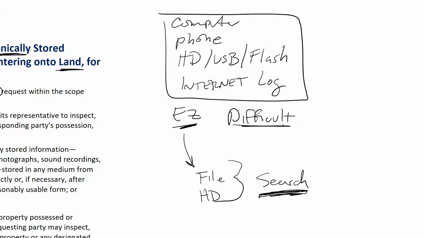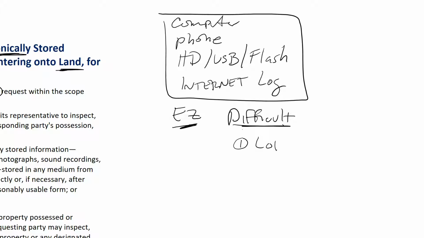However, ESI can also make things much more difficult. First, there's lots of information, right? Second, there's many places where that information can be found. And if you're not careful, you can inadvertently disclose stuff, right? For example, in a Word file, you have not just the text of the document and its formatting, but you also have metadata.